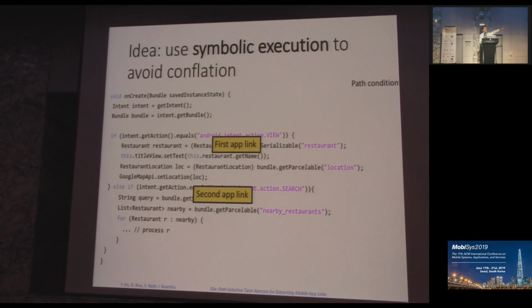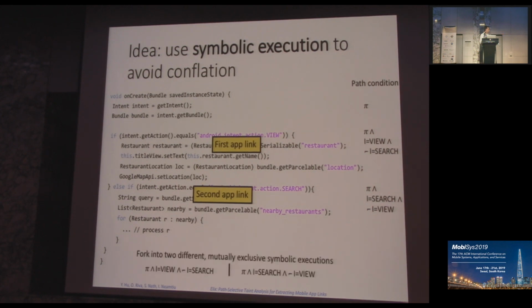There on the right, you see something called path condition. In symbolic execution, this tracks the predicates that have to hold in order for you to navigate down that path. So essentially, let me start with a simple path condition. I'm just going to denote that pi. The path condition to land onto the then branch here is going to be pi and intent equals view, and intent is not equal to search. And vice versa, the path condition for the other branch is pi and intent equals search, and intent is not equal to view. Okay?